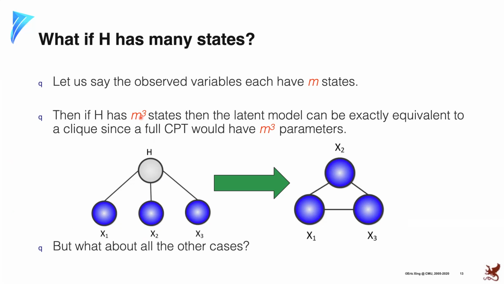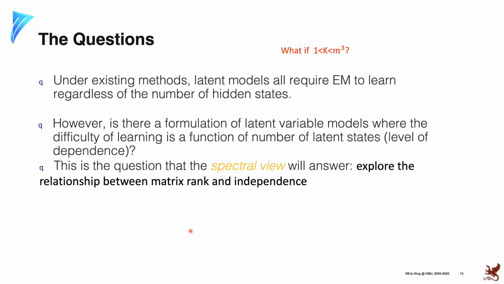So the edge has m states, right? For x1, x2, x3, we didn't discuss the states. Sorry, here x1, x2, x3 are assumed to have m states. So the extreme case is that the edge has m cubed states, which implies this graphical model here. So m is for the observed variables.